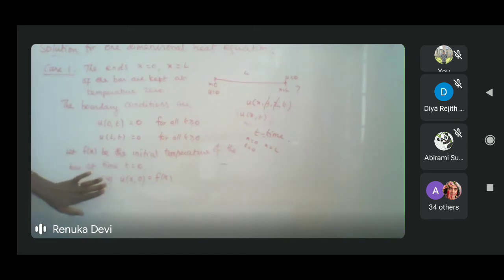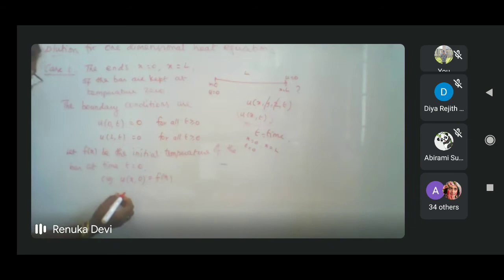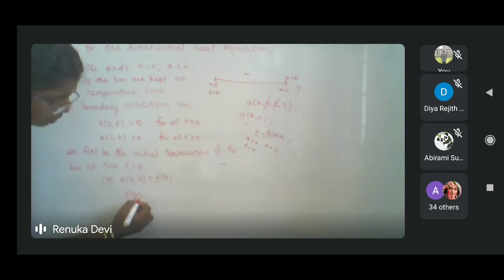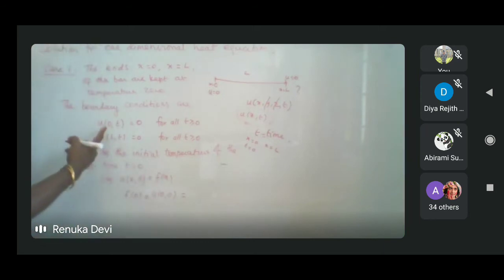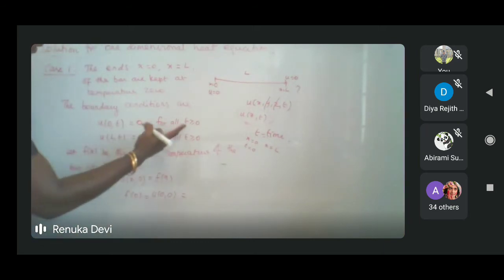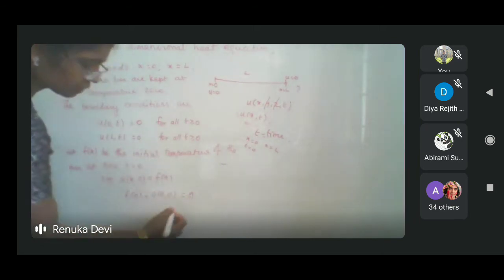Here once again we can see what f of 0 is. f of 0 is u of 0 comma 0, isn't it? But u of 0 comma t is 0 for all t. Therefore, u of 0 comma 0 is also 0.